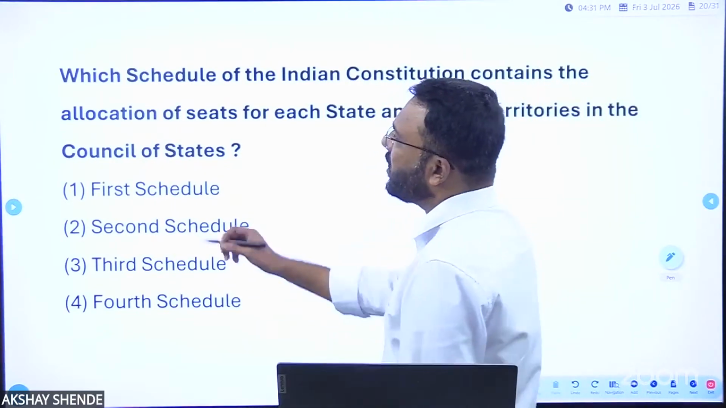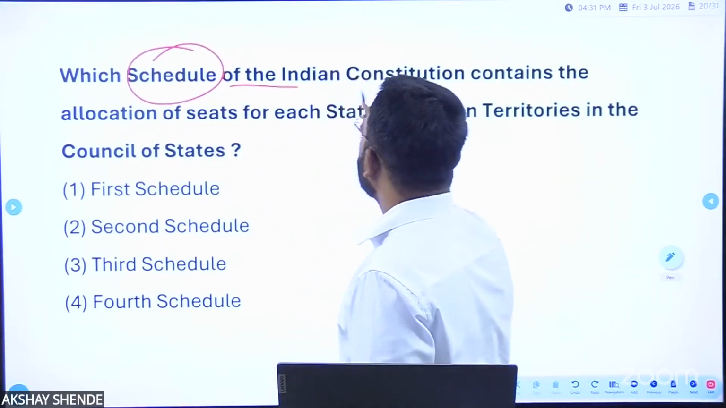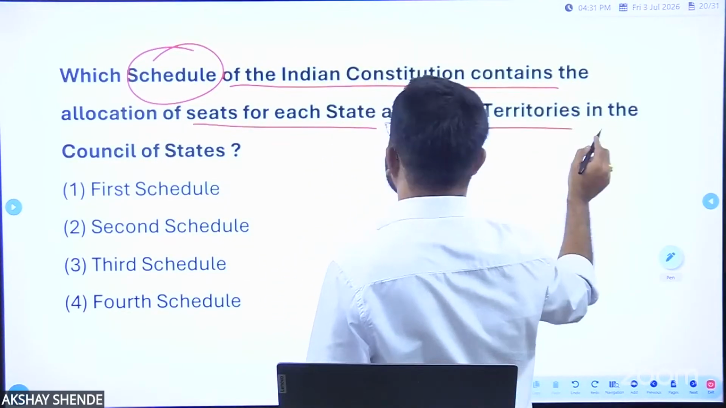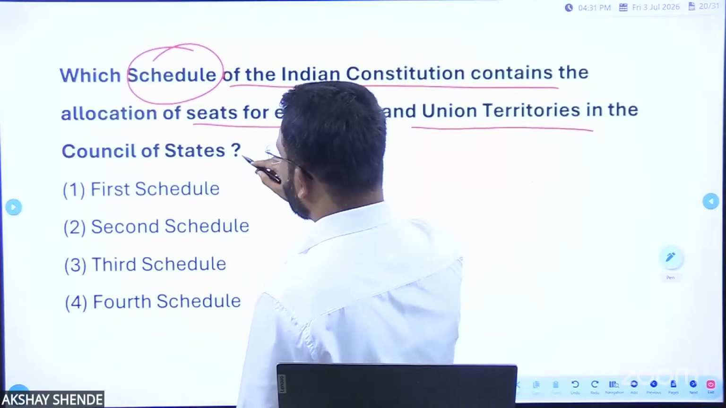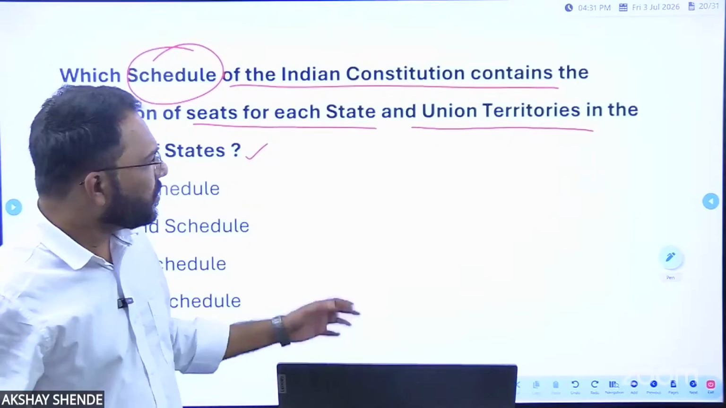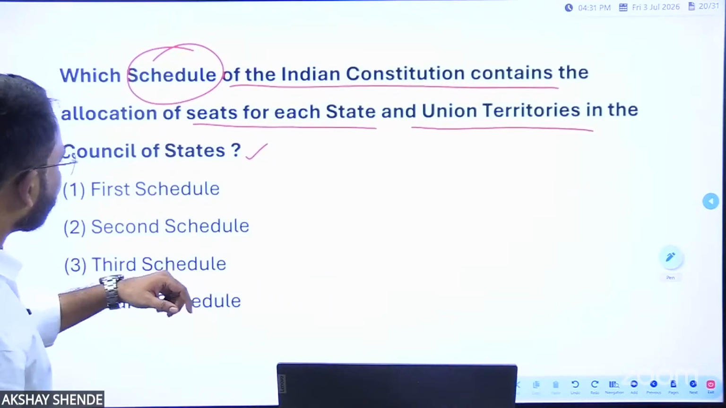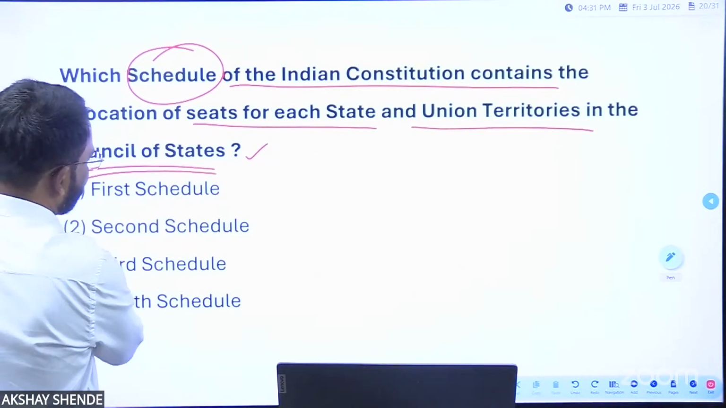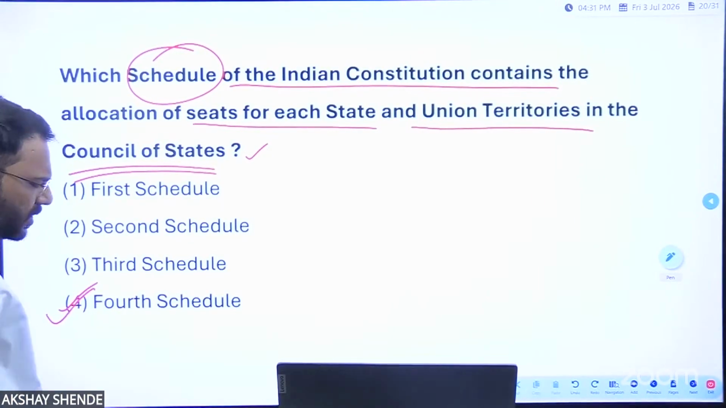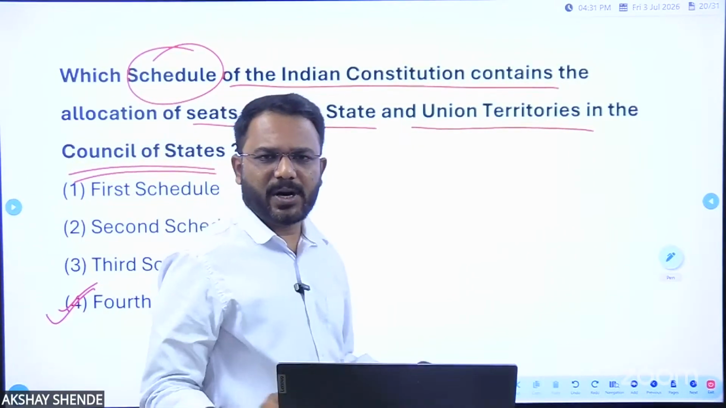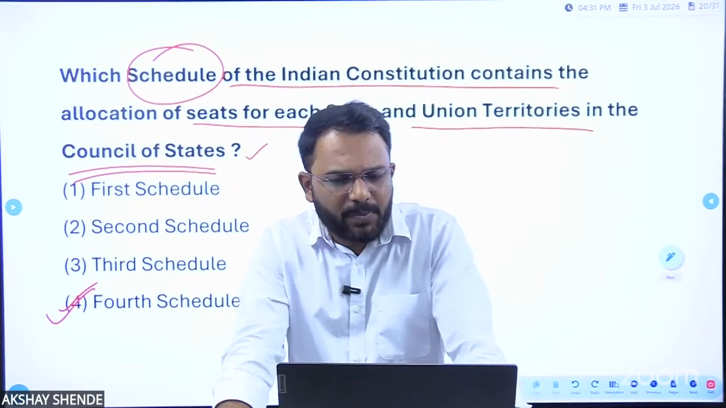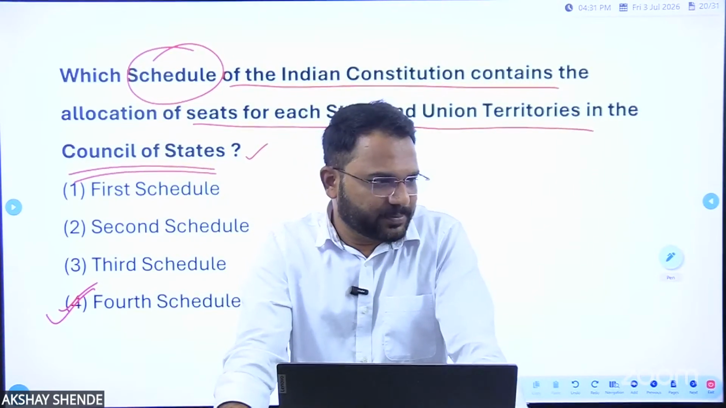So the next question is related to schedules. The schedules of the Indian Constitution contain the allocation of seats for each state and union territory in the Council of States. So they have asked you in which schedule the allocation to the Rajya Sabha, Council of States, is mentioned. It is mentioned in the 4th schedule. So they ask you this sort of question straightforwardly, and if you study in this way, it would be easy for you to tackle the question.